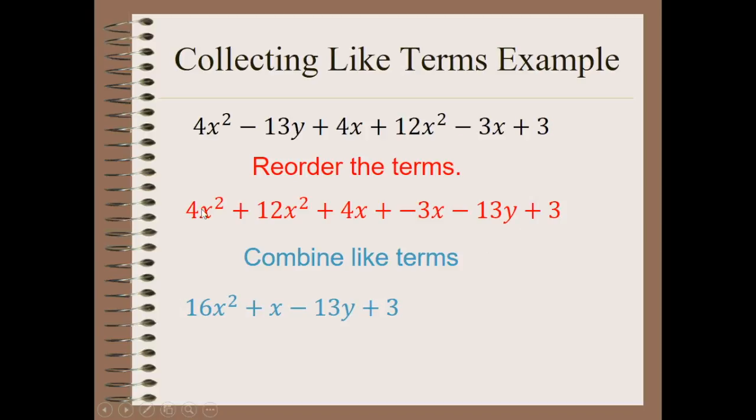So 4x squared plus 12x squared is 16x squared. 4x minus 3x is x. And the other two, again, just stay the same.